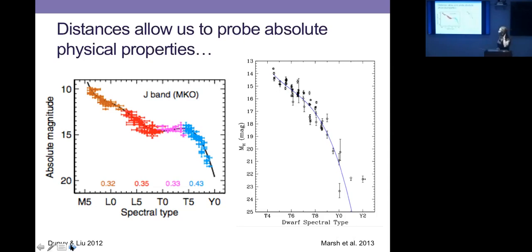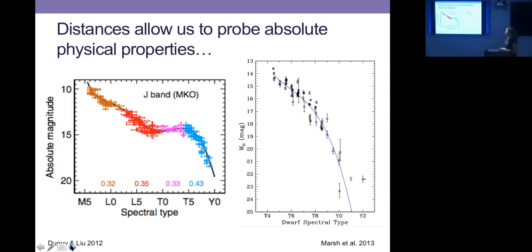So if we take a look at a plot, this one on the left is from Trent's paper in 2012. If you look at absolute magnitude versus spectral type, if you think of spectral type as a temperature sequence, which it sort of is, you can see that the absolute magnitude in the J band is dropping, but by the time we get to the Y dwarfs, it's starting to drop really, really significantly. And we have an unclear picture of what exactly is going on here because we have such a small sample.